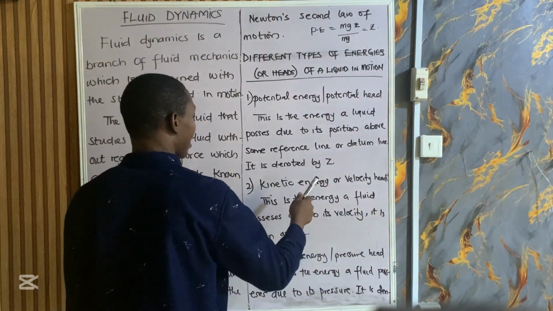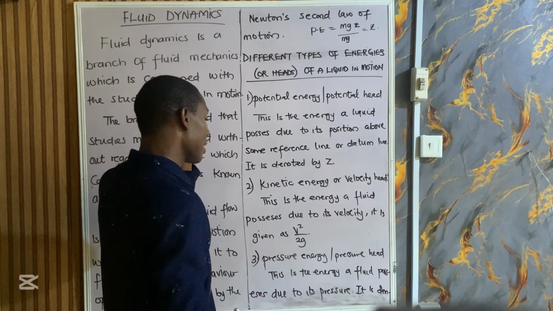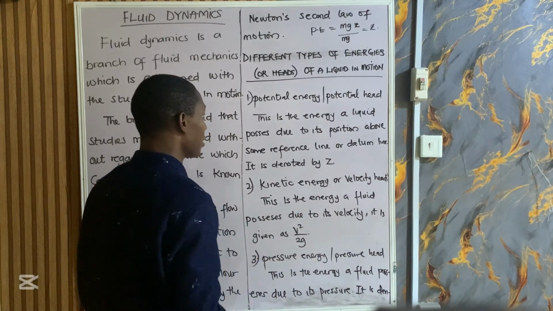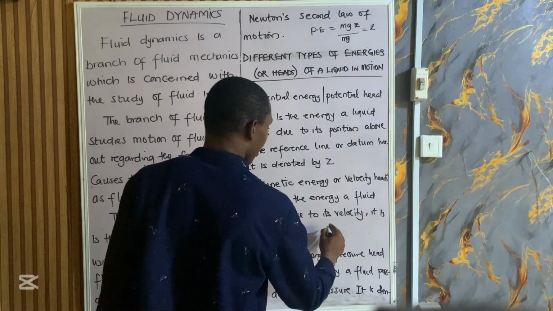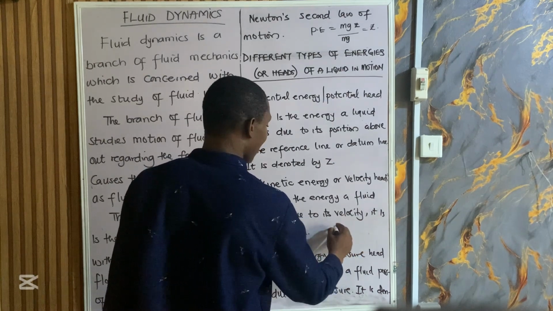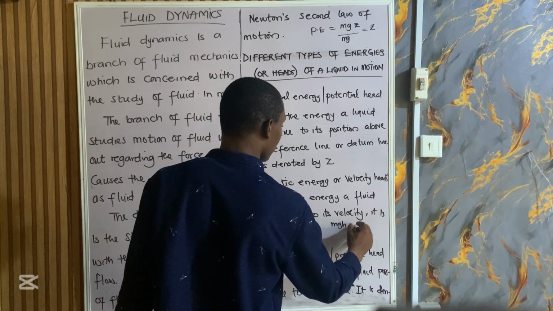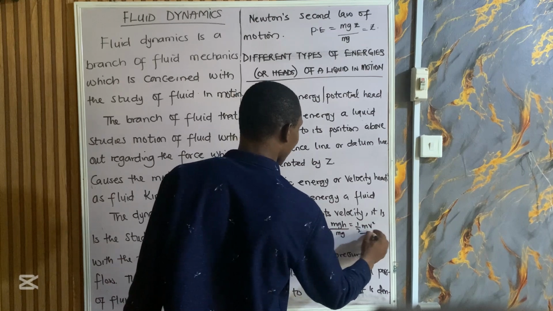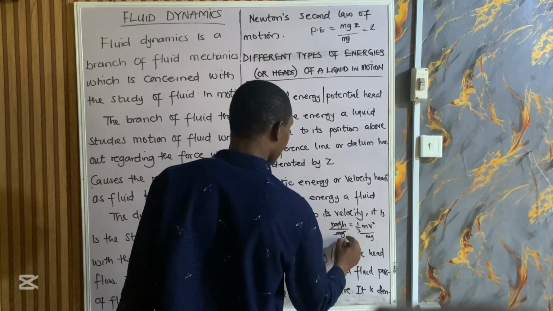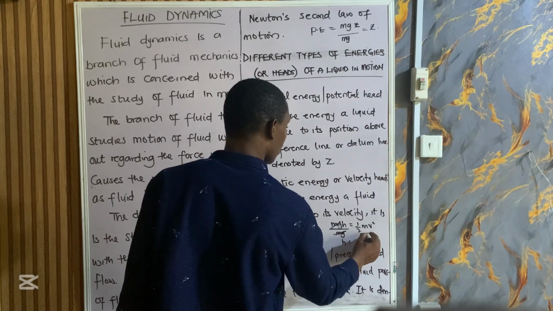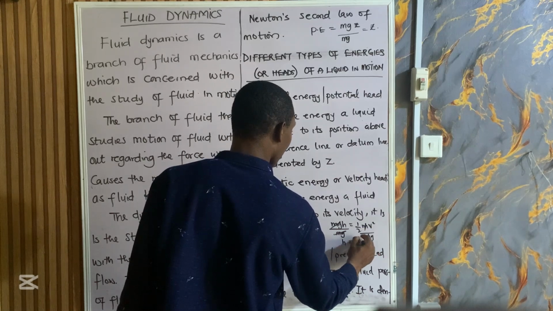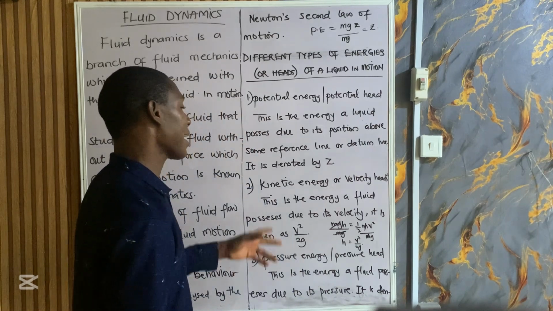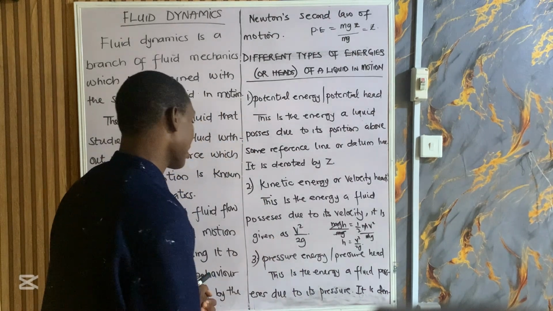Now, you can say kinetic energy or velocity head. This is the energy a fluid possesses due to its velocity. It's given as v squared over 2g. How do we obtain this now? If potential energy is equal to kinetic energy, we have that mgh is equal to half mv squared. If you divide both sides by mg, you get h to be equal to v squared over 2g. That's how we got this formula. That means expressing kinetic energy in terms of head. We'll call it velocity head.